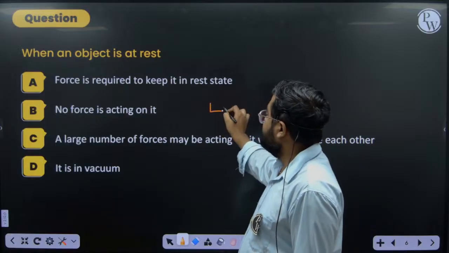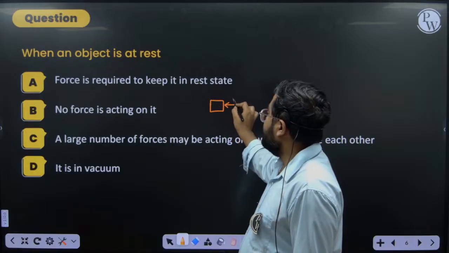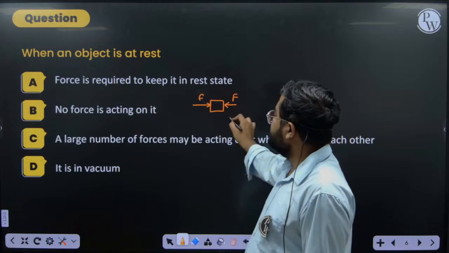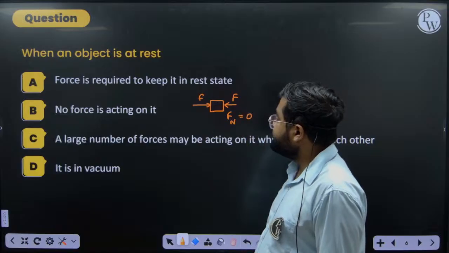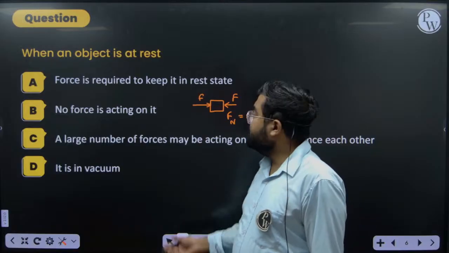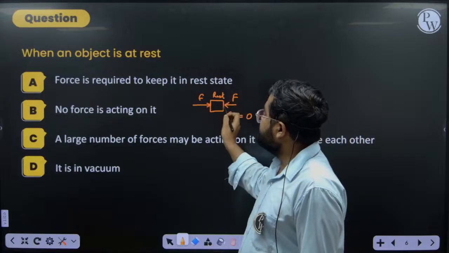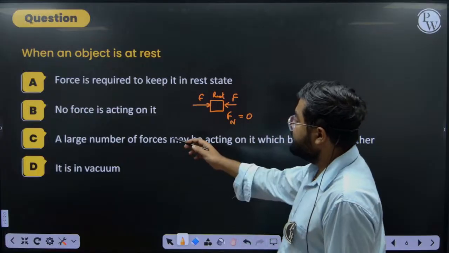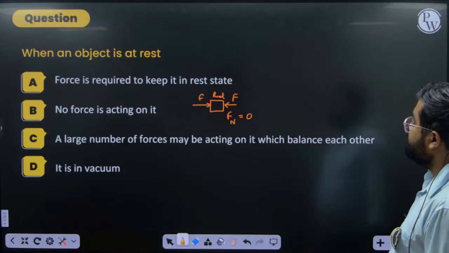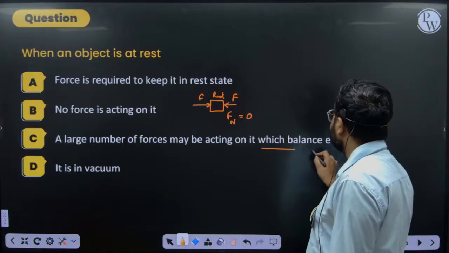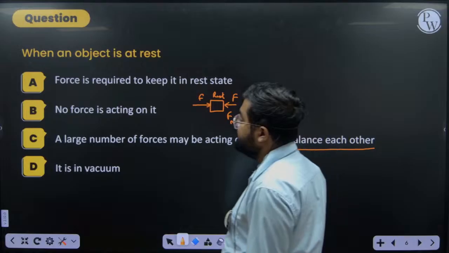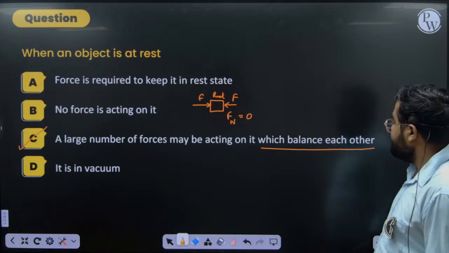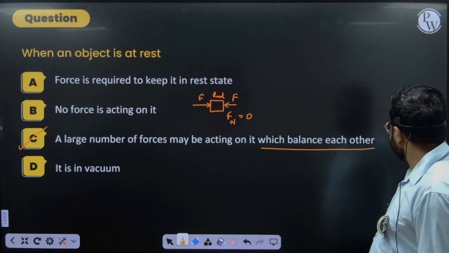For example, if I take a block and I apply equal forces from both sides, net force is 0, right? Net force is 0, and the block will be at rest. So "no force is acting on it" is incorrect. Balanced forces may be acting. Third option, a large number of forces may be acting on it which balance each other. Yes, so this seems to be the correct option. And the fourth option is again incorrect.